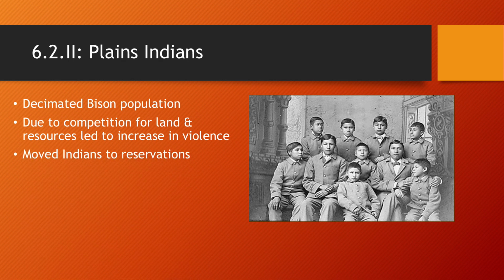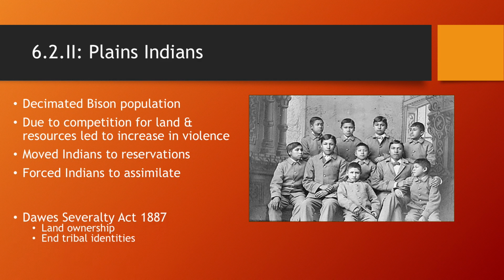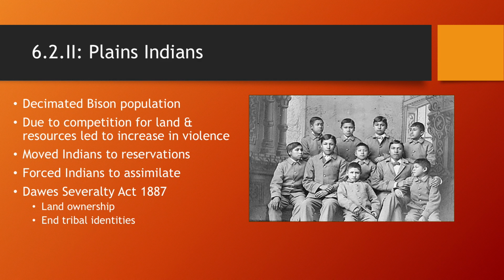By the end of these wars, Indians are going to be completely isolated onto reservations. They also want to force Indians to assimilate to American culture. We get the Dawes Severalty Act, which is about land ownership. It is also aimed to end tribal identities. They don't want Indians to start identifying themselves only as certain tribes. They want them to start thinking collectively as Native American Indians, and then hopefully the idea of becoming American.